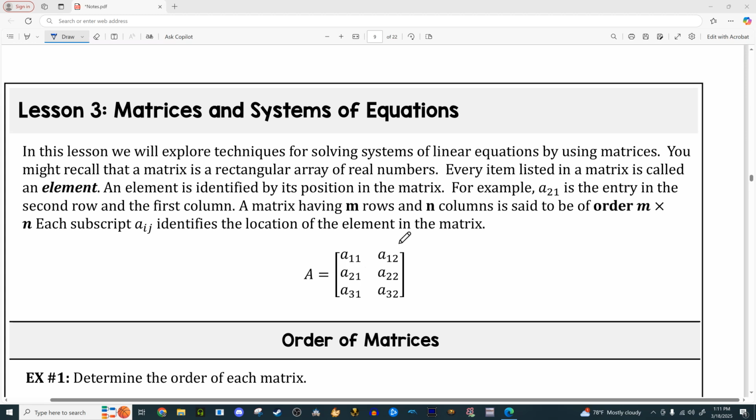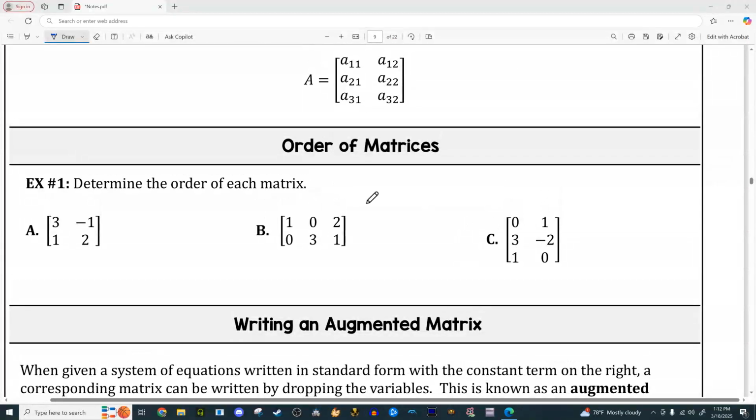A matrix has m rows by n columns. So it's said to be of order m by n. And each subscript ij identifies the location of that element within the matrix. So one of the first things we're going to be doing is just talking about what's the order of each matrix. And it really is as easy of a question as you think it is.